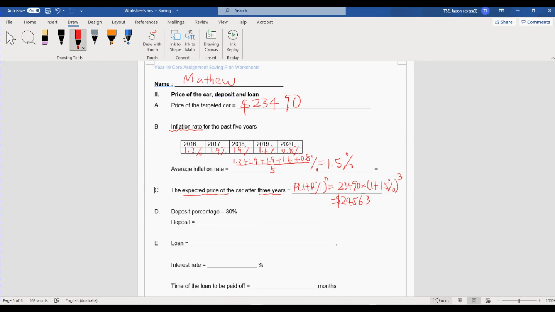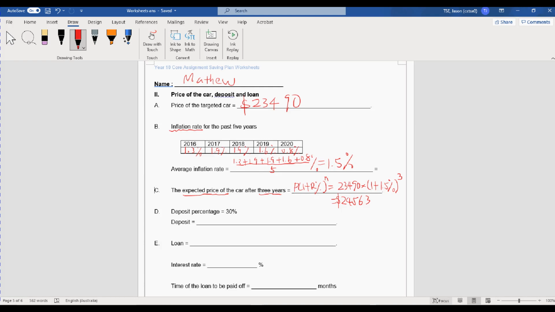Again, all these numbers are different in your case, so you need to use your own numbers. You can't copy from mine. So that's the amount you should pay for the car. Remember, this is just an estimate. It could be cheaper than this, because normally for the lower end car, it becomes cheaper. But for the sake of modeling, we just assume that inflated price.